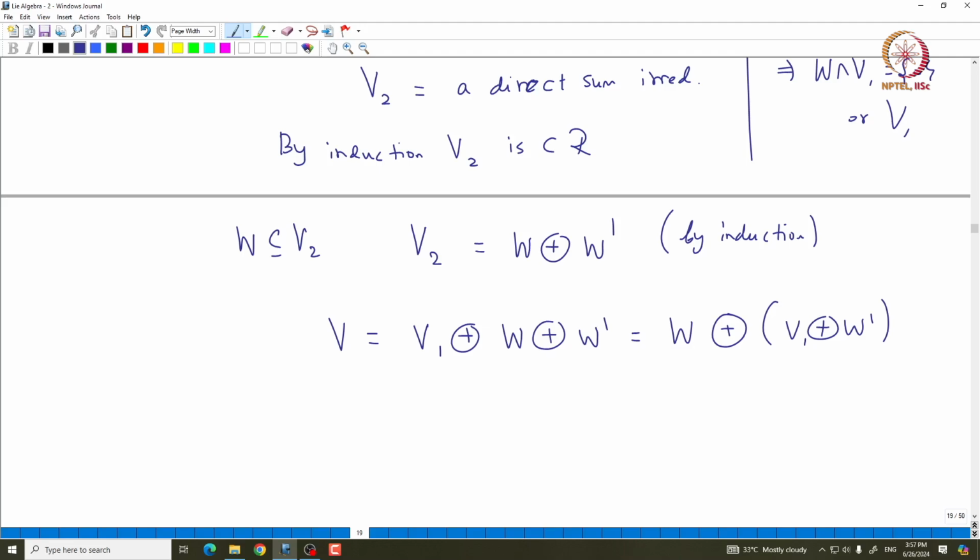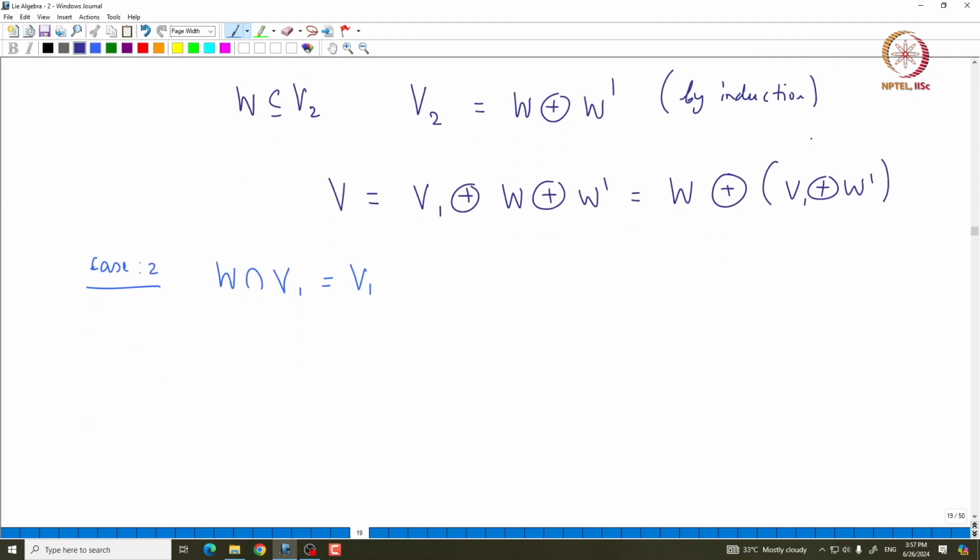Now, what is case 2? Case 2 says W intersection V1 could be V1. So, that is case 2, and in that case we have to see what happens.